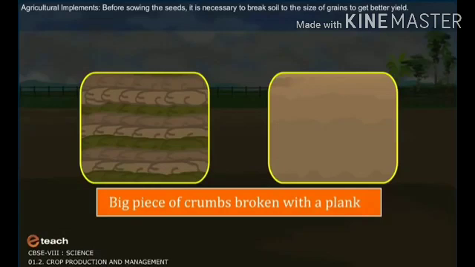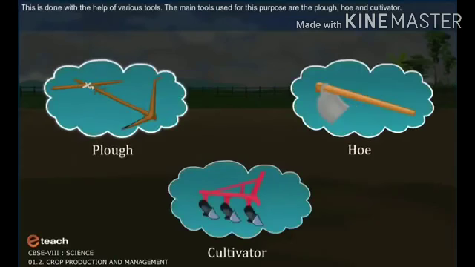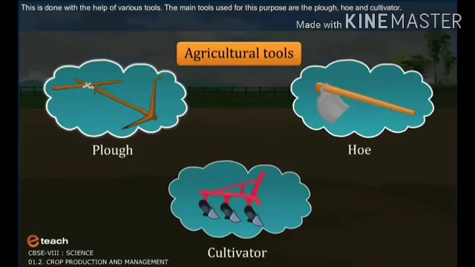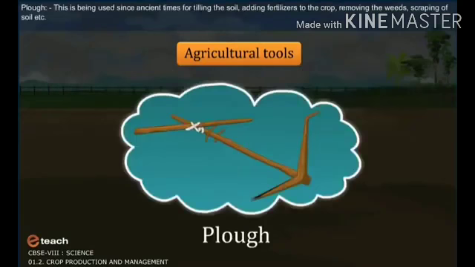Agricultural implements. Before sowing the seed, it is necessary to break the soil to the size of grains to get better yield. This is done with the help of various tools. The main tools used for this purpose are the plough, hoe and cultivator.